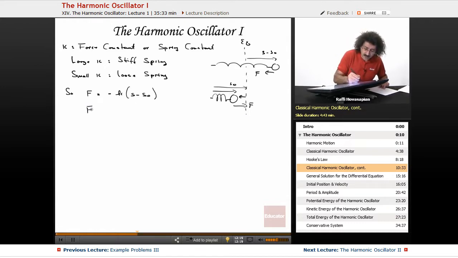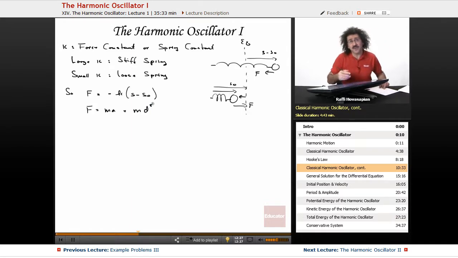Well, we also know from Newton's second law that force equals the mass times the acceleration, and it equals the mass times, well, the acceleration is the second derivative of the displacement. So the displacement is s. The first derivative of that is going to be the velocity. The second derivative is going to be the acceleration. So we can write d squared s over dt squared.